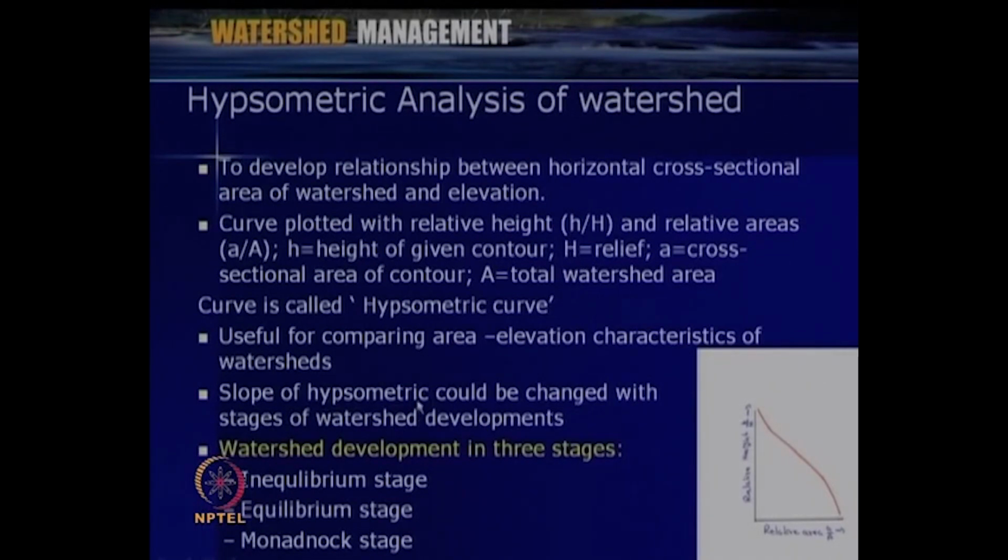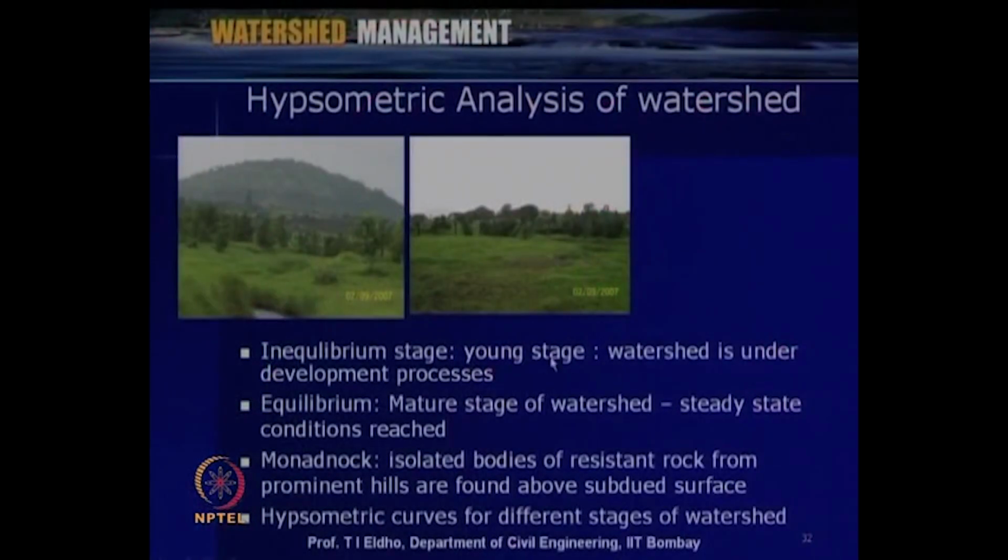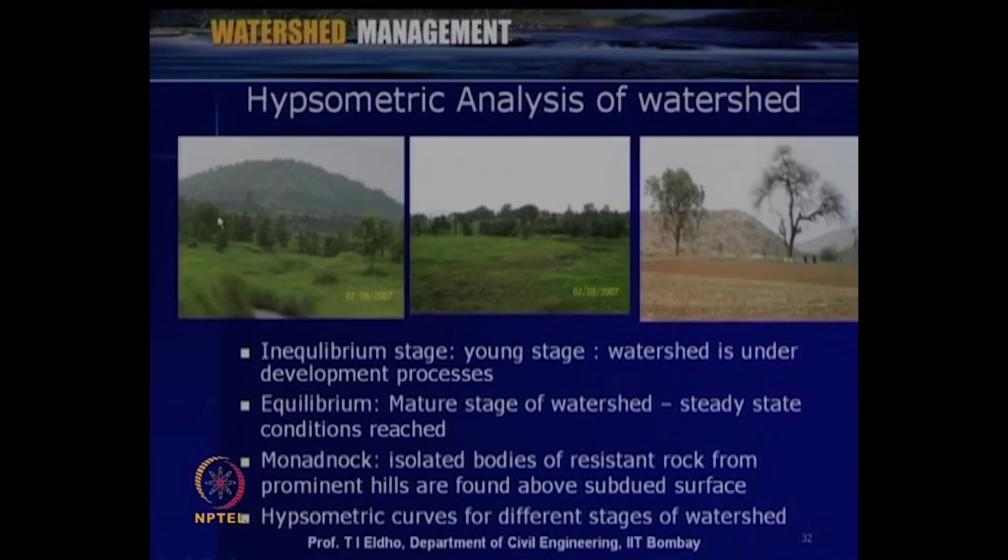The slope of the hypsometry can change with the stages of watershed development. According to the development taking place within a watershed, we can classify the watershed into 3 stages. One is the inequilibrium stage, the second is the equilibrium stage, and the third is the monadnock stage. The inequilibrium stage is the young stage. That watershed is under development, still evolving, and various things keep happening. So, no equilibrium is reached.